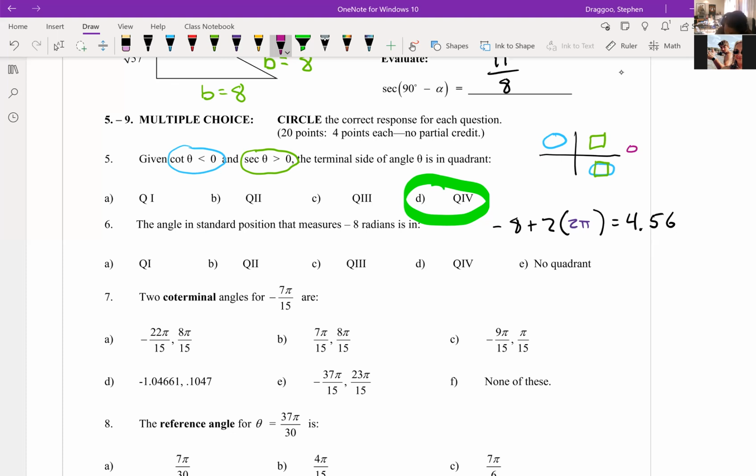we have 0 radians right here. 3.14 radians would be pi. Again, we said 6.28 is 2 pi radians. Pi over 2 radians is about 1.57. 3 pi over 2 radians is about 4.71. So our angle of 4.56 radians would be about right here, somewhere in between 3.14 and 4.71, meaning that we are in quadrant 3.